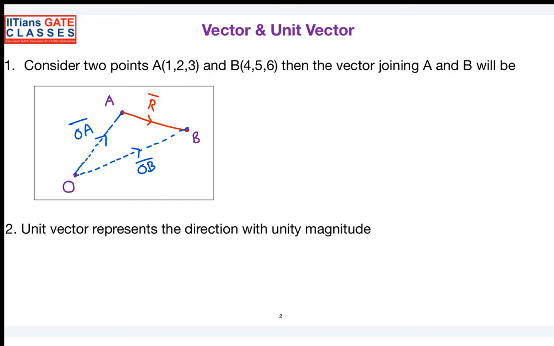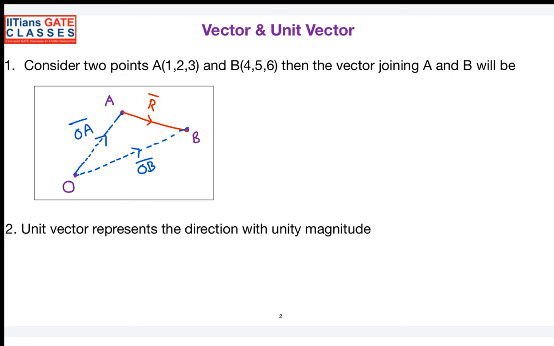There are 2 points I have considered here, point A and point B. You can see here, this is point A and this is point B. So I try to find a vector which is joining these 2 points A and B. We know the difference between scalar and vector: the scalar has only magnitude, and the vector has both magnitude and direction.